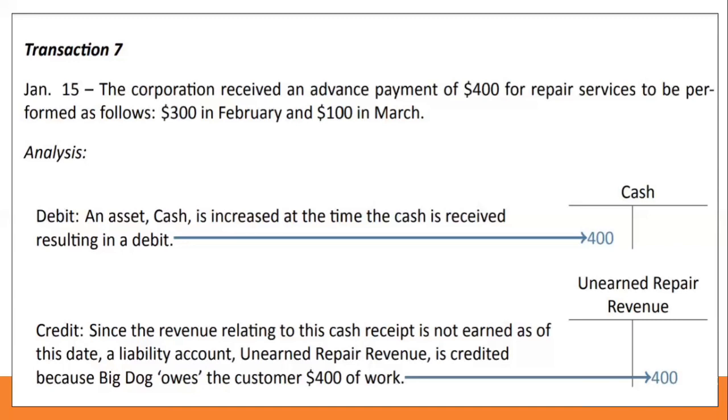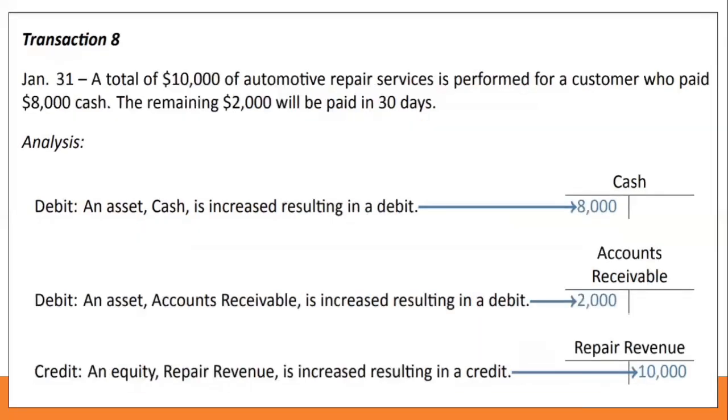And on the 8th transaction, which happened on the 31st of January, a total of $10,000 of automotive repair services is performed for a customer who paid $8,000 in cash. So out of $10,000, we received $8,000 in cash. Now the remaining $2,000 will be paid by the customer within 30 days.